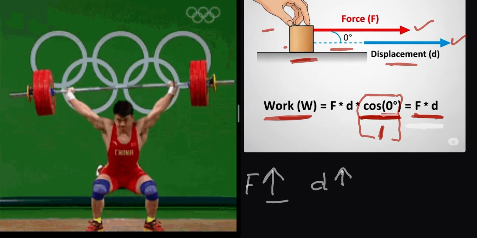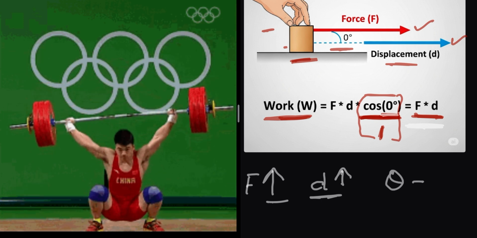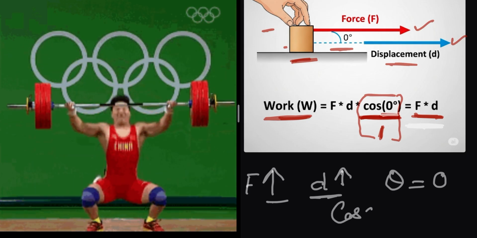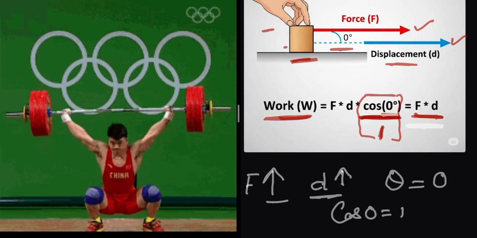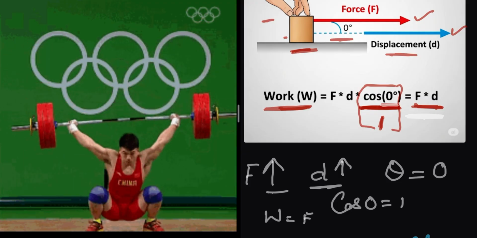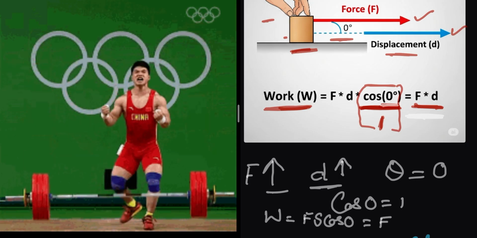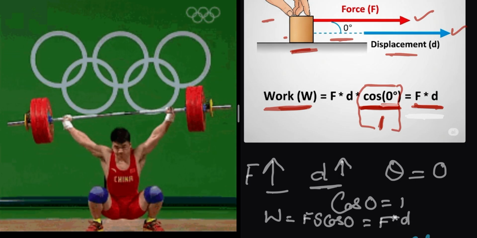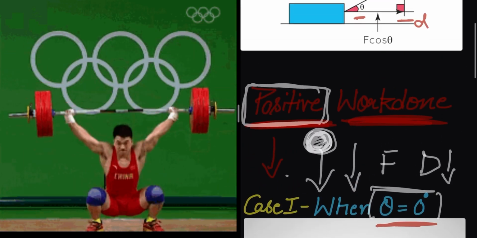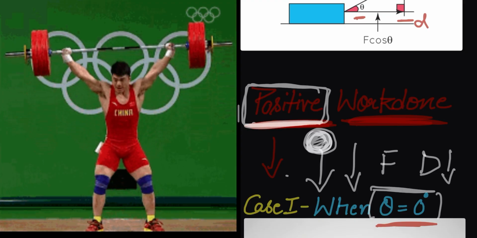Okay, both directions are the same. If both directions are the same, the angle between force and displacement is again 0, and cos 0 is 1. And if it is 1, what is the expression of work done? Work done is equal to F S cos 0. Cos 0 is 1, so it is F into D, force into displacement. Okay, so which type of work done is this, students? Again, this is the positive work done, because the direction of force and displacement is the same.